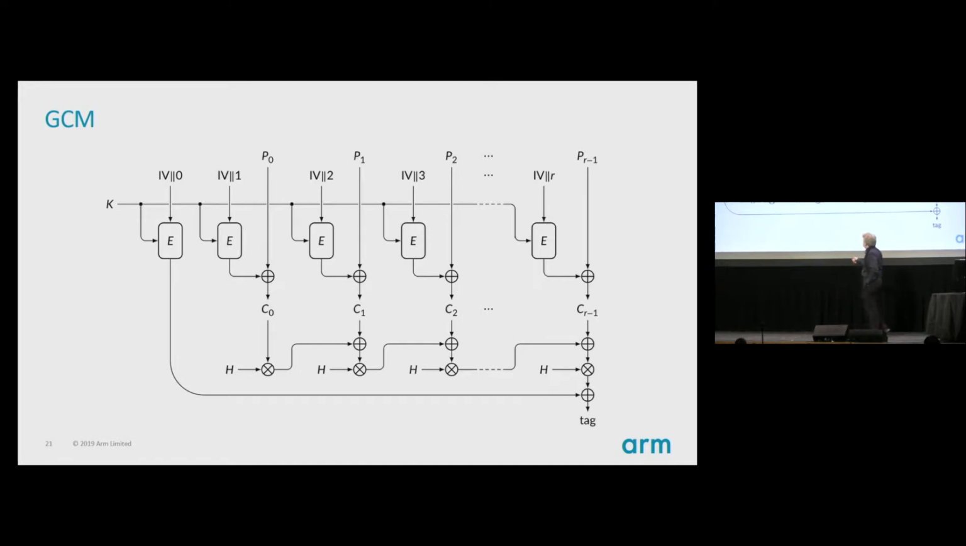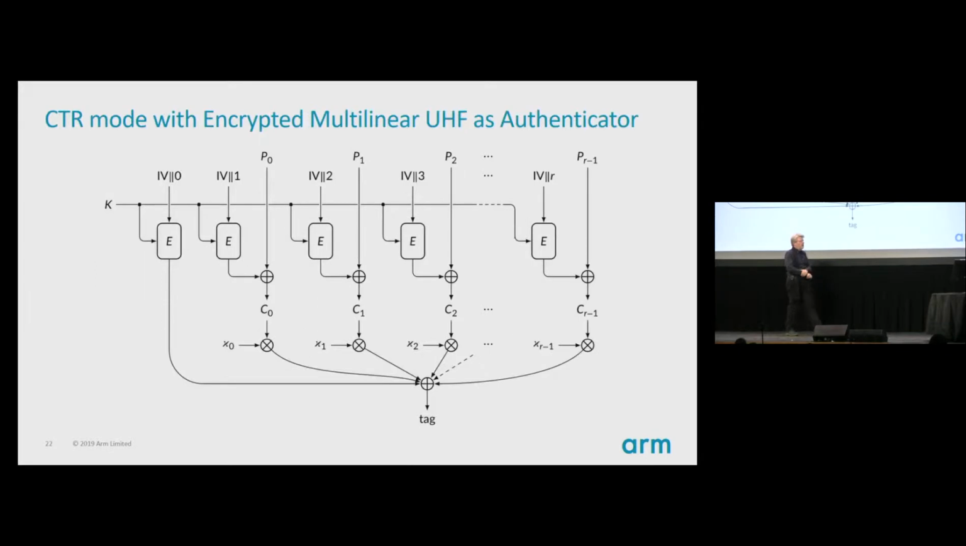And what you do, you use your Horner scheme to evaluate a polynomial in a magic value h using the blocks of the ciphertext as the coefficients of your polynomial. So take an h, you multiply C0 by h, you add C1, you multiply by h, and at the end, then you encrypt, again, with the same technique, your value there to get your tag. We all know this thing.